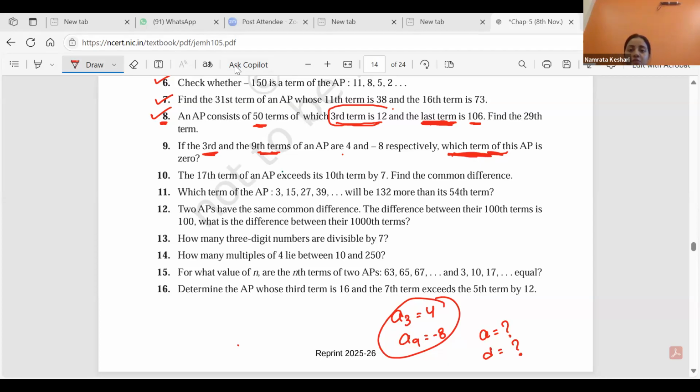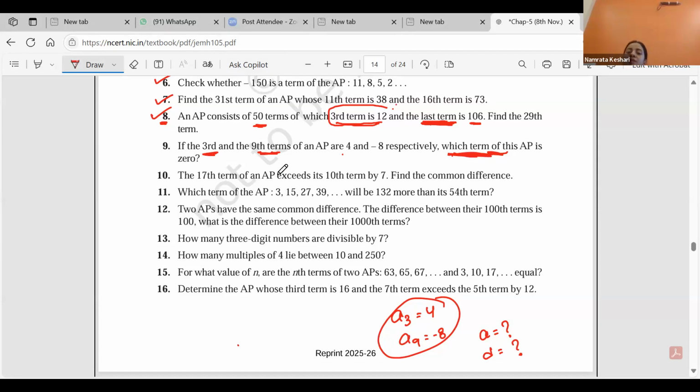Yes, Inan, everyone is doing question number 9. If the third term and ninth term of an AP is given, I have written on the screen A3, the third term is 4, and A9, the ninth term is -8. At first, I asked everybody to find A and D so that we can solve the next part.